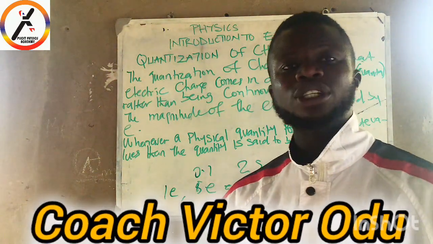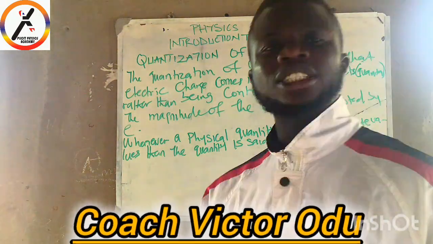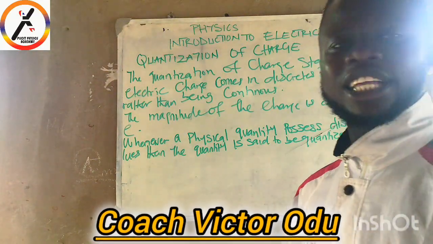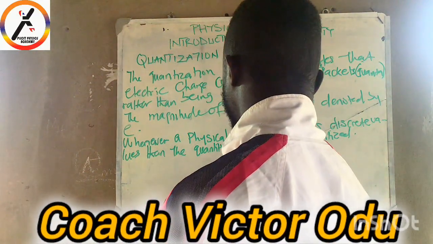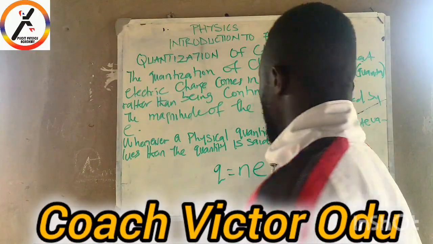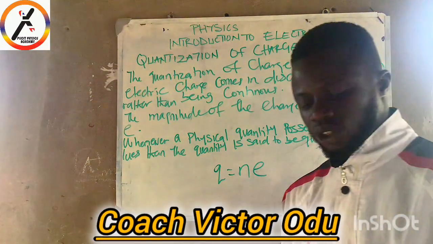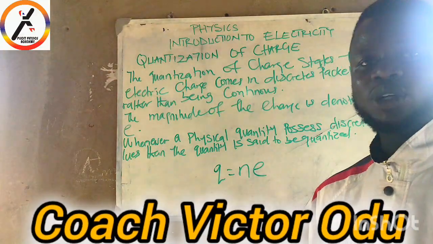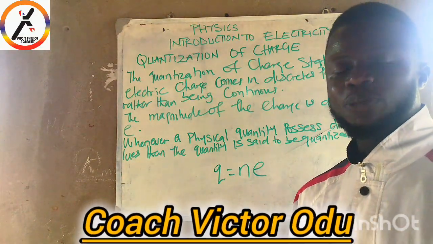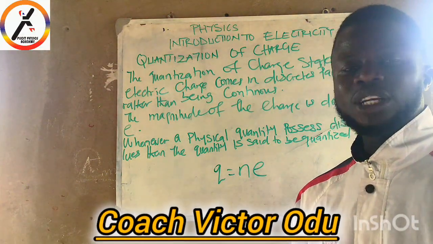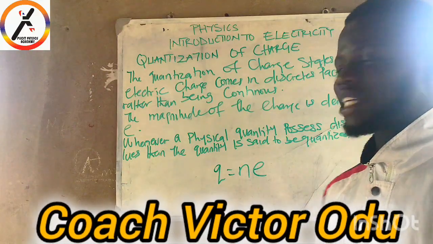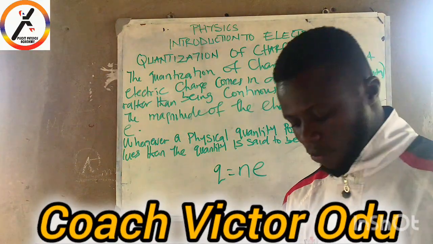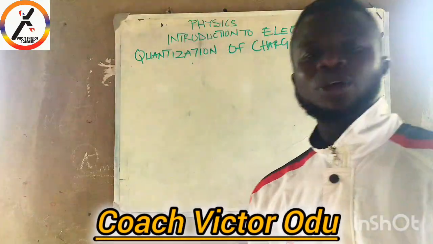The expression for electric charge is Q = ne, where Q is the quantity of charge and n is an integer that tells us whether it's positive or negative. When it's positive, we know it's a positive charge. When it's negative, we know it's a negative charge. And e is the charge of the electron. That's very, very important.